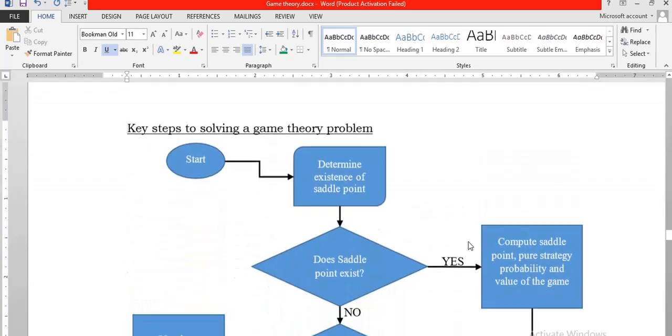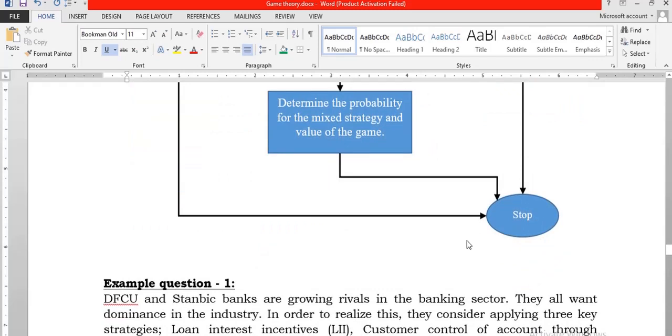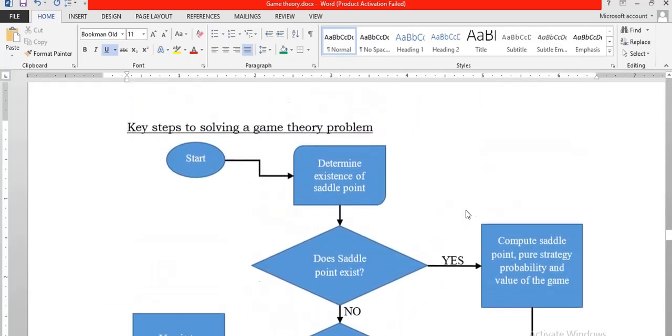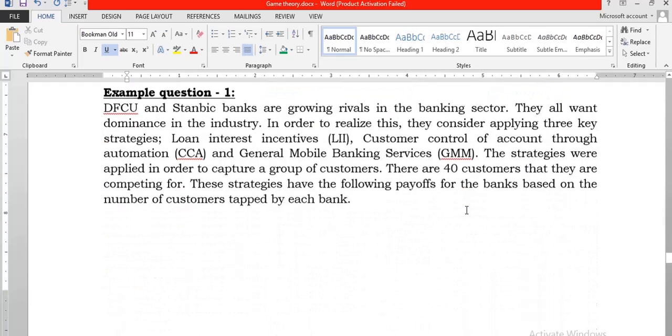Okay, you start from here. You move down, down, down up to there. So what we are going to do now is to look at a question and see how this particular procedure I've just displayed here for you works. Now let's move down. This is the question here.